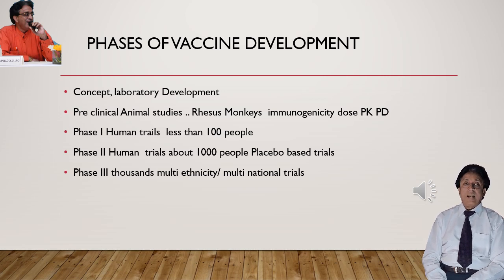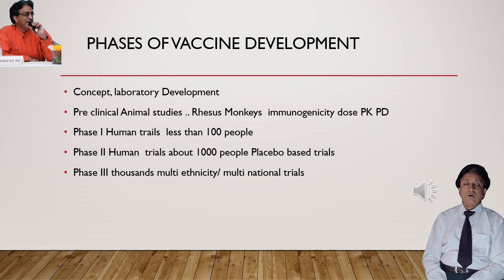Second is the preclinical studies, or the animal studies, in which rhesus monkeys or mice are given the vaccine to find its immunogenicity and calculate the dose of the vaccine in human beings based on the pharmacokinetic and pharmacodynamic principles.